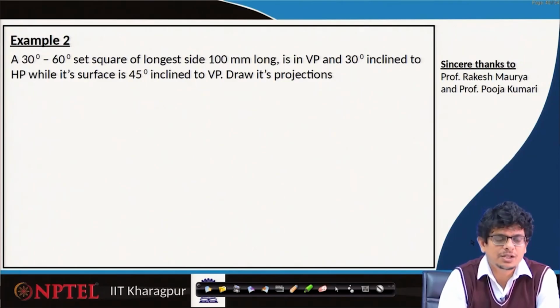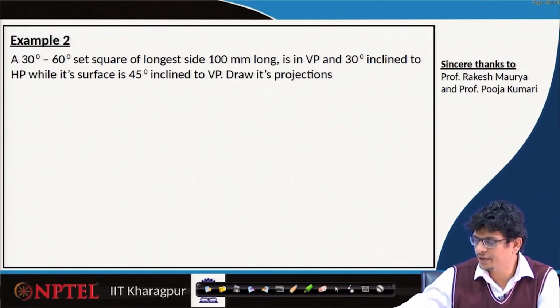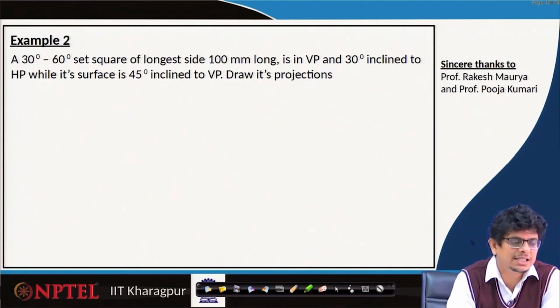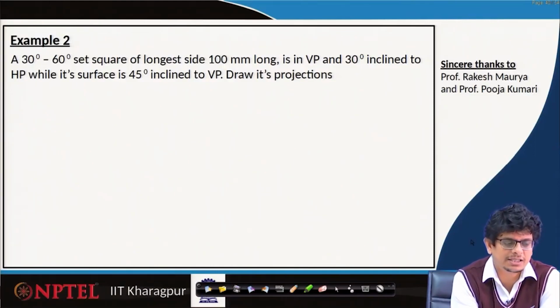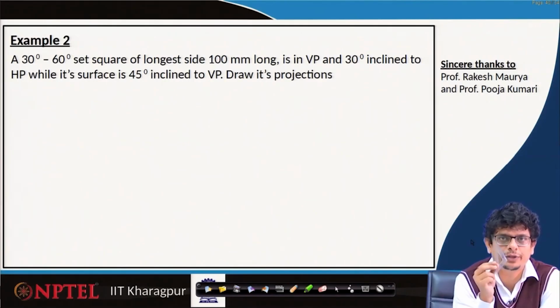In today's class, we will learn more about triangles. For example, a set square, if it is reoriented with horizontal planes and vertical planes, how do they really look like? For example, if we have a 30 degrees, 60 degrees set square. So, this is the combination. One of the angles is 90 degrees, another is 30 degrees, another is 60 degrees, the long set square that we usually go with.